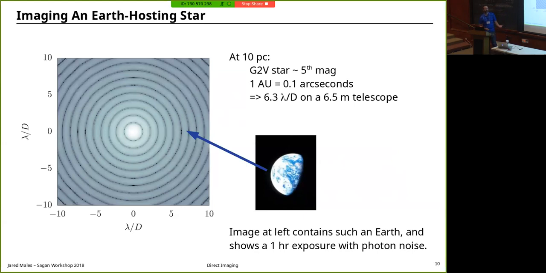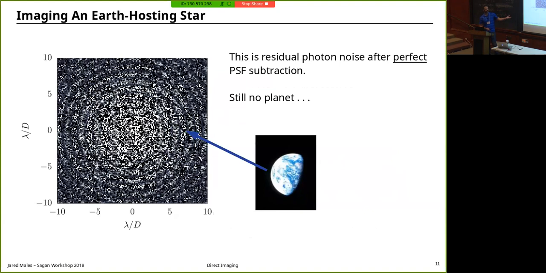And since I've assumed a perfect telescope, you might ask, why not just do PSF subtraction? You know the Airy pattern, just subtract those rings out. Well, you're left with that photon noise. It's still swamping the planet. You cannot see it.